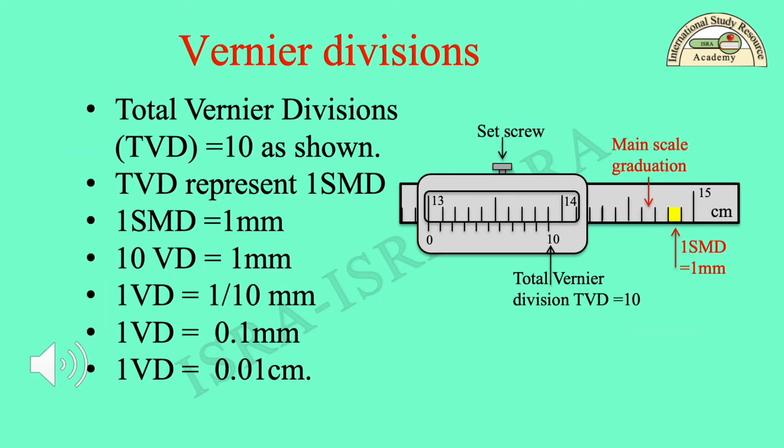Vernier division. Total vernier divisions TVD is equal to 10 as shown in the diagram. TVD represents 1 SMD. 1 SMD is equal to 1 mm. 10 VD is equal to 1 mm. 1 VD is equal to 1 over 10 mm. 1 VD is equal to 0.1 mm or 1 VD is equal to 0.01 centimeter.